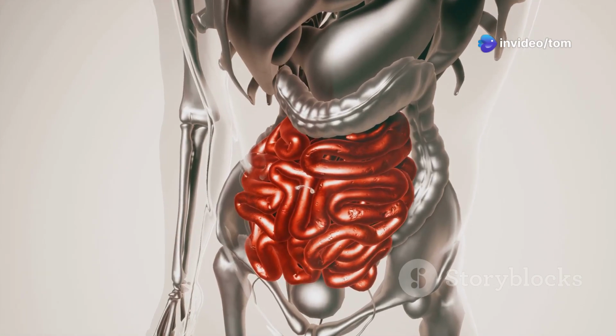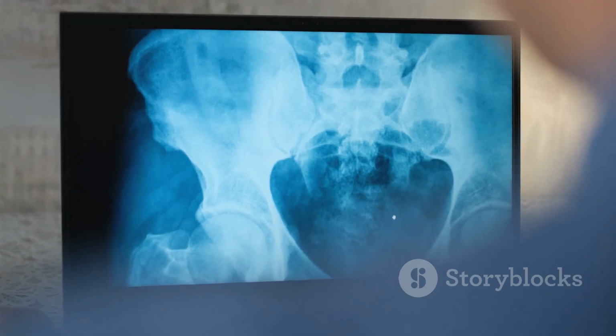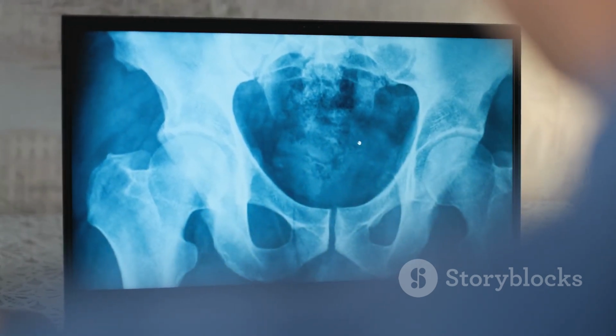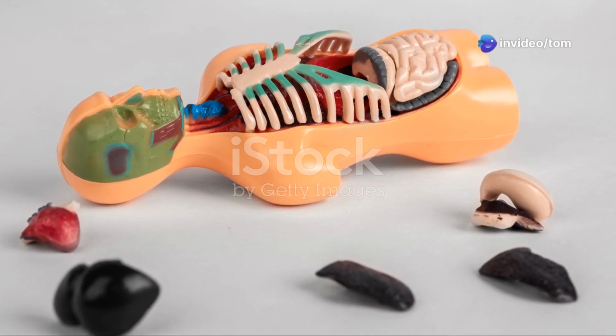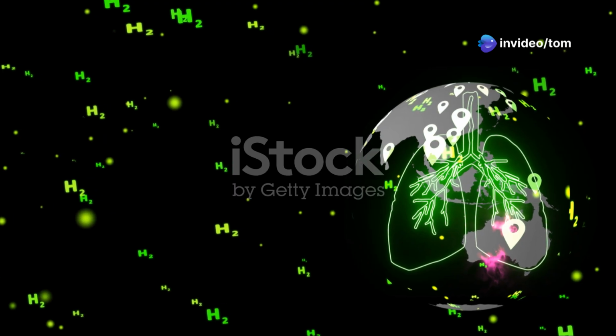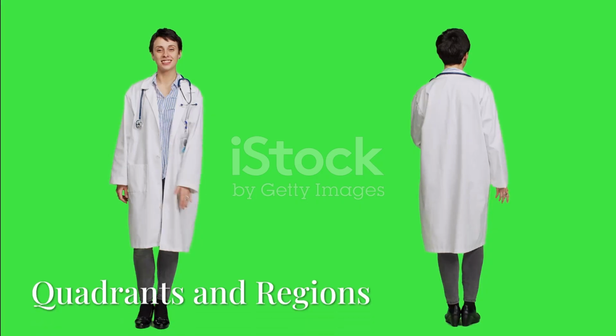containing the stomach, intestines, liver, and more, and the pelvic cavity, which houses the bladder, reproductive organs, and rectum. Body cavities provide a safe and stable environment for our organs to function properly. They also allow for movement and expansion of organs, such as the lungs during breathing.